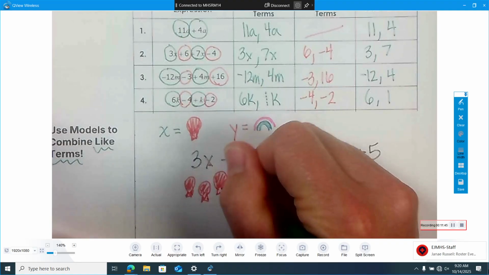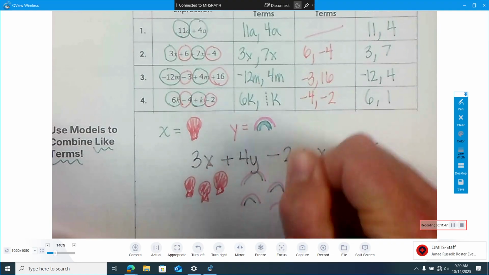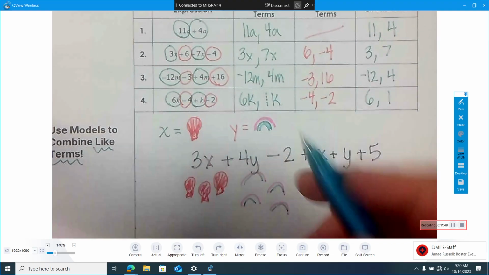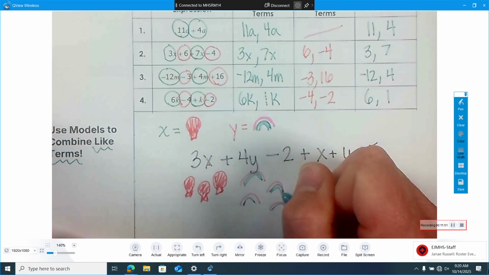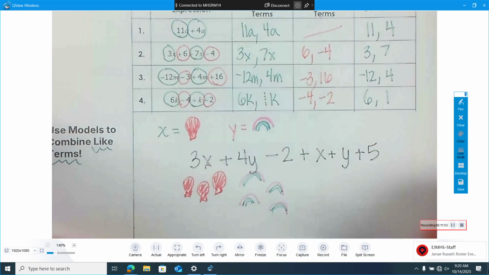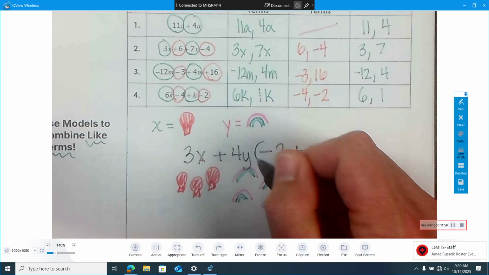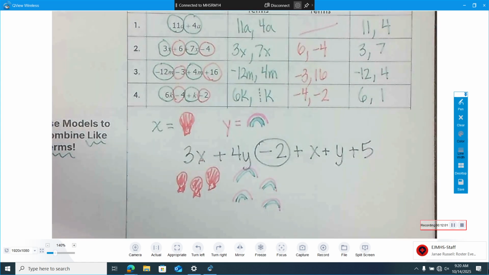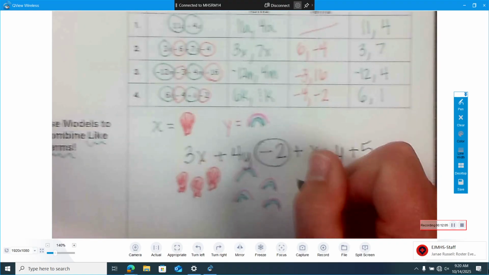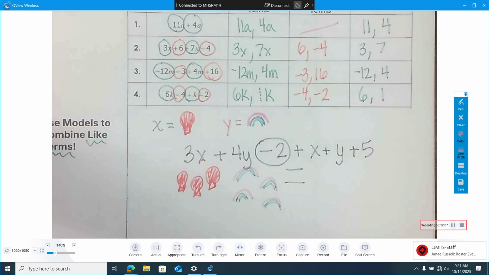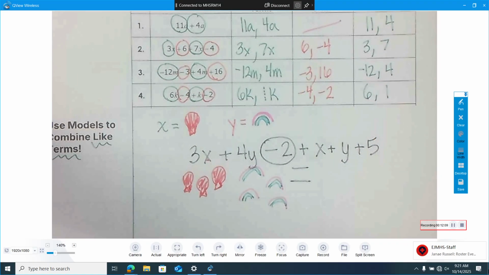I'm going to do my little color coding here because this is totally fun. This makes math fun. And of course your rainbows don't have to be quite so detailed. There we go. So I got 4 rainbows. Now, here I've got plain old number. All right, this is -2. This is 2 negatives. So I'm just going to draw 2 negatives there because they're just 2 negatives.